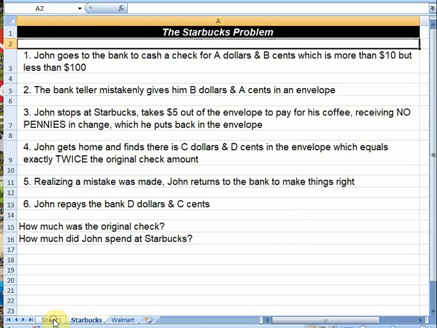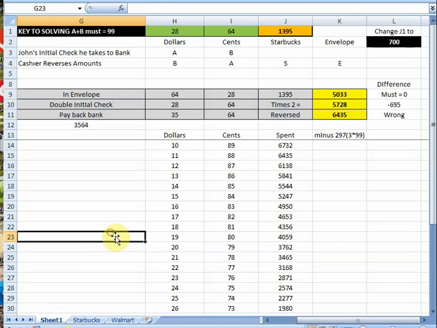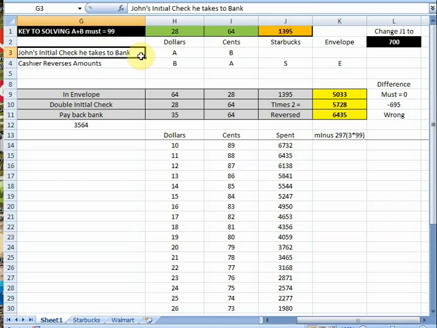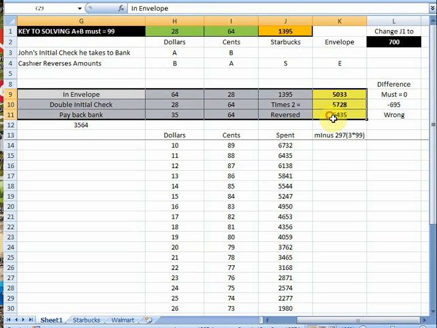What I've done is I set up a spreadsheet. In the green column, let's just give an example of John getting a check for $28.64 and spending $13.95 at Starbucks. This is not the answer, but this is how you can go about arriving at it. In this rectangle down here, you're going to see the relevant information. What we really want to key upon is the green, the answers in yellow.